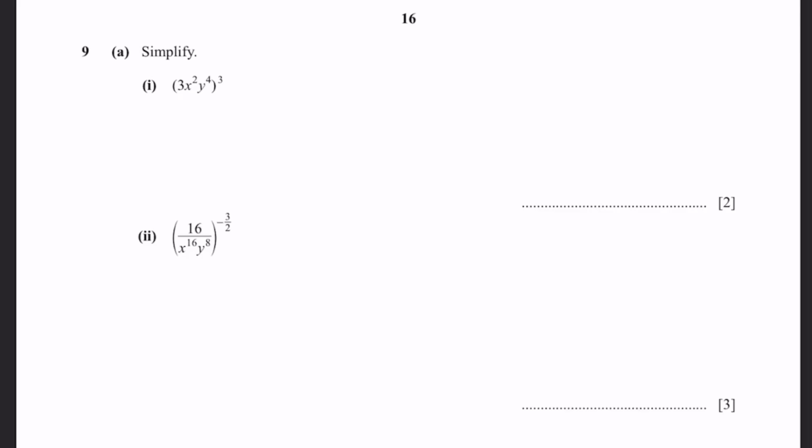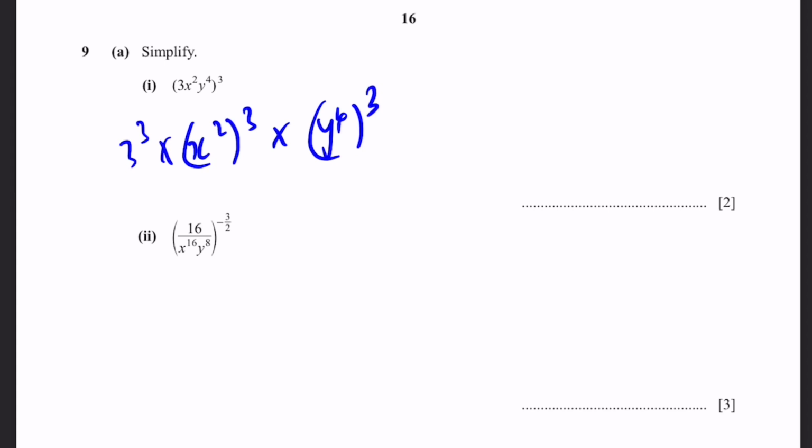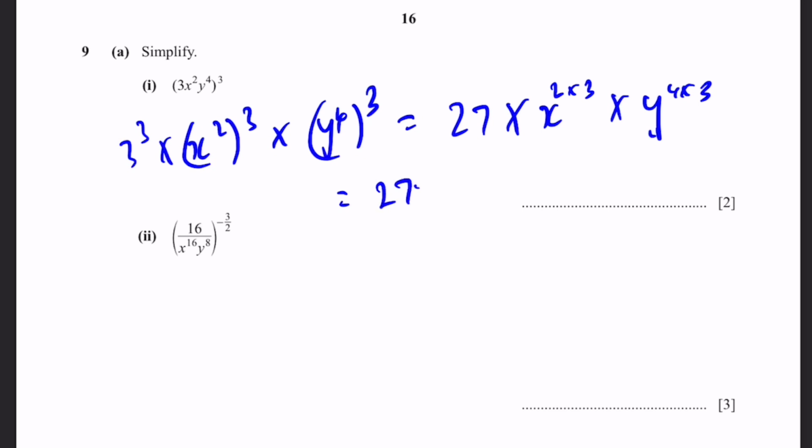Question 9. A. Simplify. 1. 3x squared y to the power 4, whole to the power 3. So this can be written as 3 cubed times x squared cubed times y to the 4th, whole cube. That will be 27 times x to the power of 2 into 3 times y to the power of 4 into 3. That will be 27x to the power 6 y to the power of 12. That's the answer.